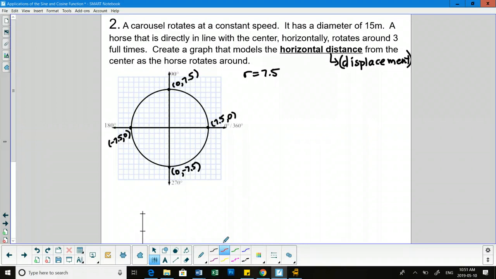Okay, the question also tells us that a horse is directly in line with the center horizontally. So just based on the information I'm told in this question, I actually have 2 options for where I can place this horse, unless it tells me on which side it's in line with the center horizontally. In line with the center horizontally means it could be here, or it could also be here, okay? Because it doesn't give me any more information. So I'm going to pretend, just for the sake of our learning for today, that this is our start, okay? So this is going to be our 0 degrees.